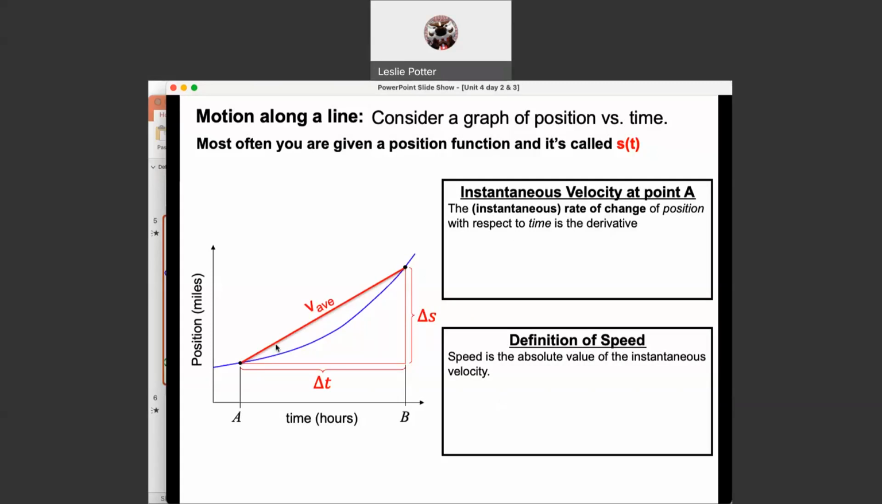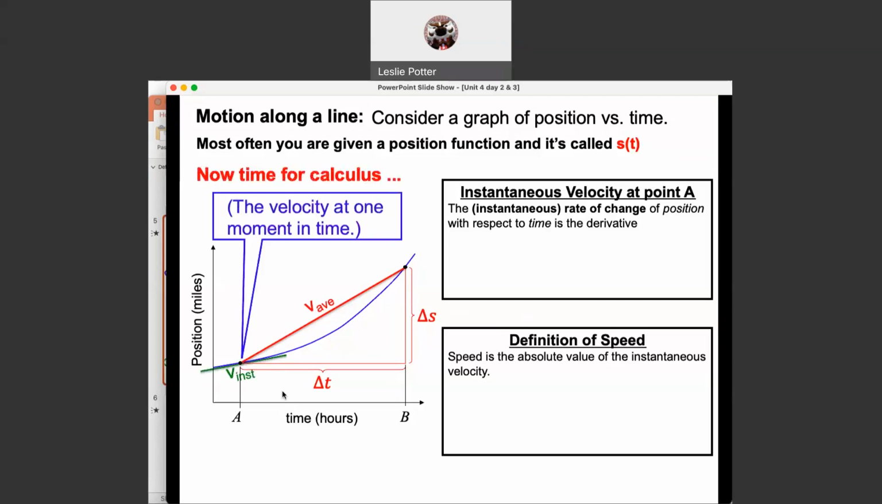And so if we talk about at point A, you notice this tangent line looks a lot flatter if I had to estimate a tangent line there, it looks a lot flatter than the average velocity. So at point A, we're going slower than the average. And so there is the velocity at one moment of time. There's the tangent line. It's flatter, so it's got a lower slope than the average velocity.